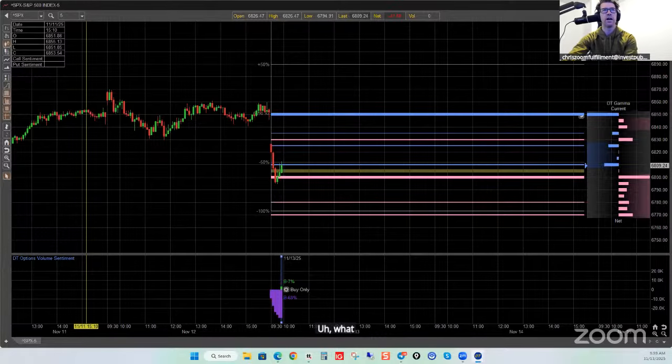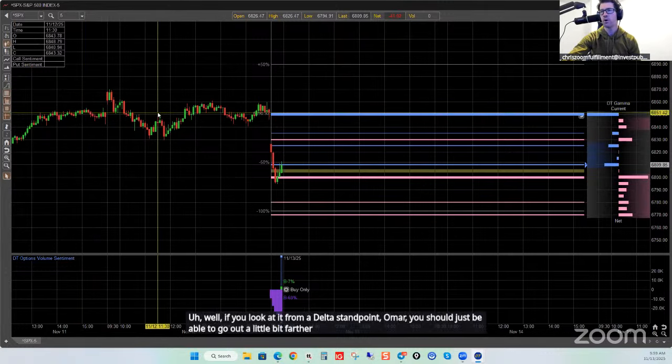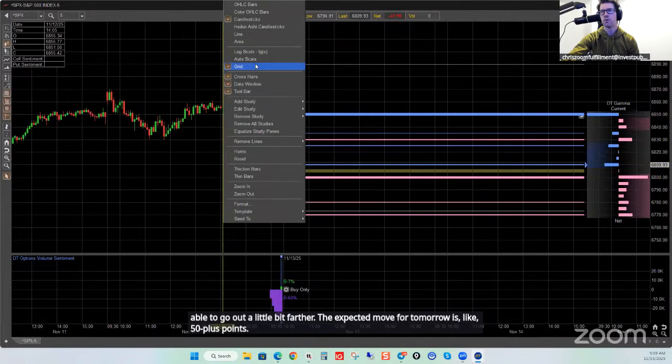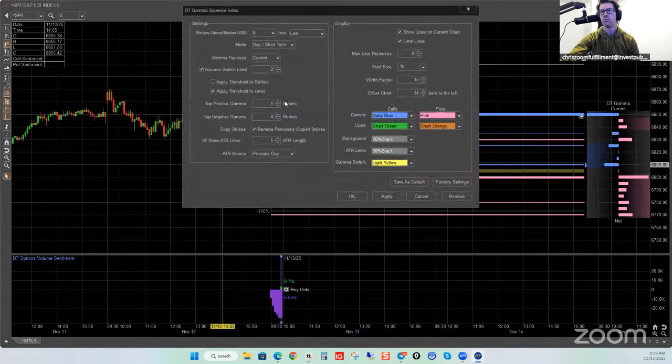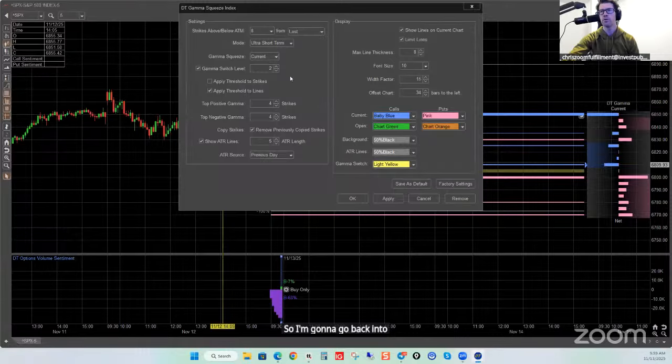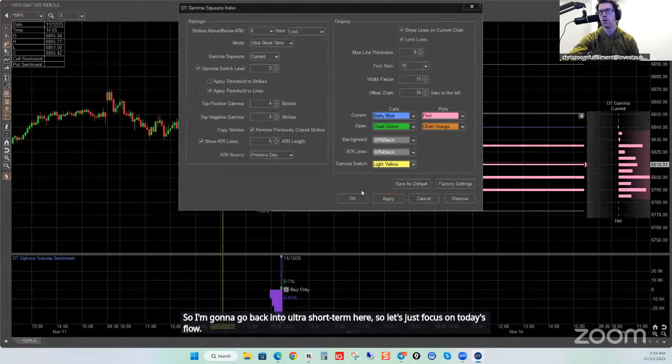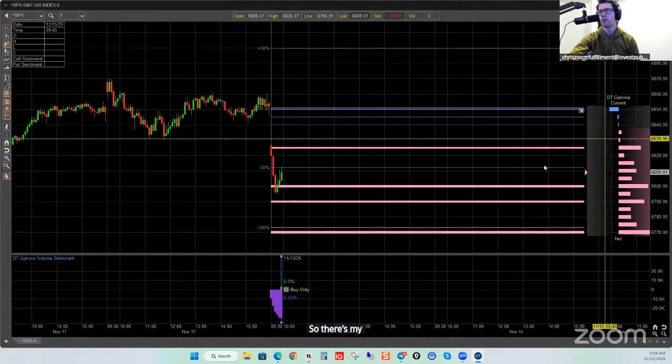What if we take the iron condor for tomorrow's expiration, but sell it today? Well, if you look at it from a delta standpoint, Omar, you should just be able to go out a little bit farther. The expected move for tomorrow was like 50 plus points. So I'm going to go back into ultra short term here. Let's just focus on today's flow. So there's my flow today.